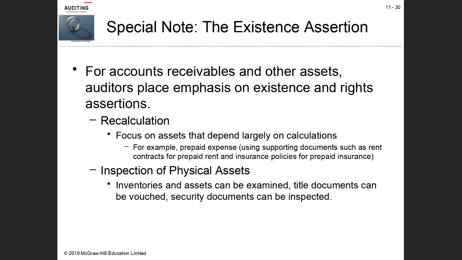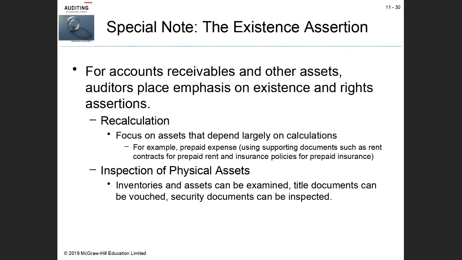Okay. Now, the types of substantive procedures that auditors will use to verify the assertion of existence and rights, that's what they talk about in this particular PowerPoint number 30. So we can do recalculation. For some assets depend on calculations. So they talk about prepaid expenses. So if a company has prepaid rent or prepaid insurance, we can simply check the client's balance by doing a recalculation of the prepaid amount.